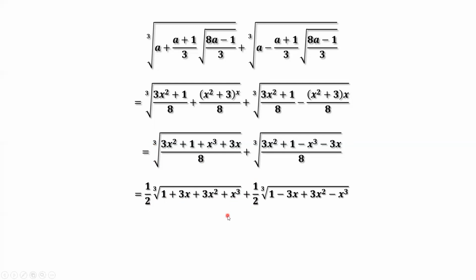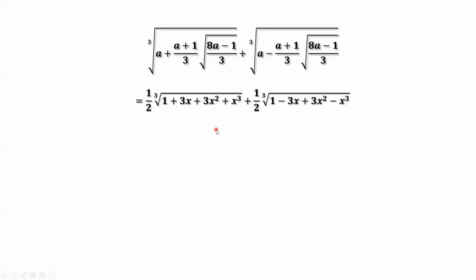From the binomial formula, we can see the inside part of the first term is 1 plus x to the power 3. The inside part of the second term is 1 minus x to the power 3. The third root and the power 3 can be canceled each other.